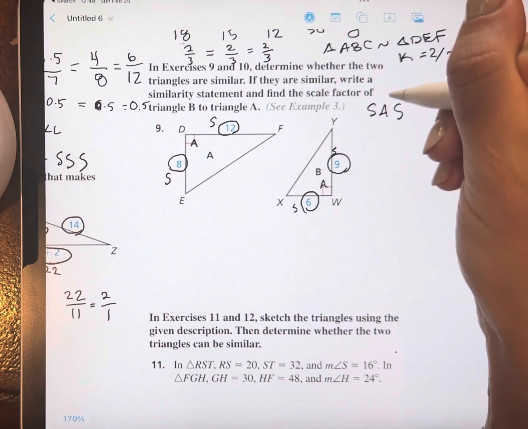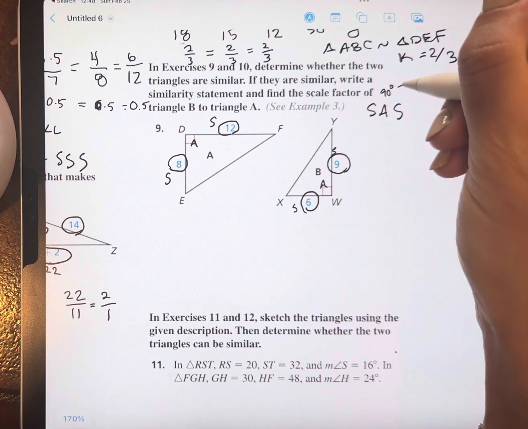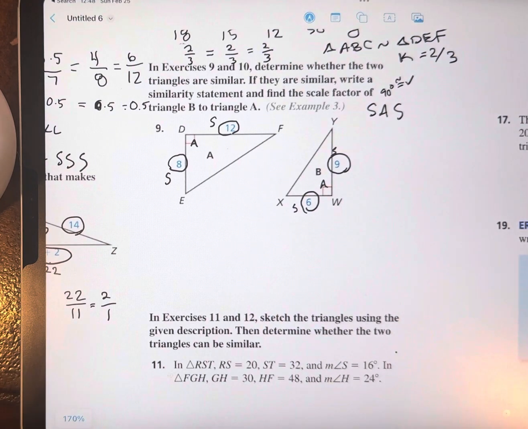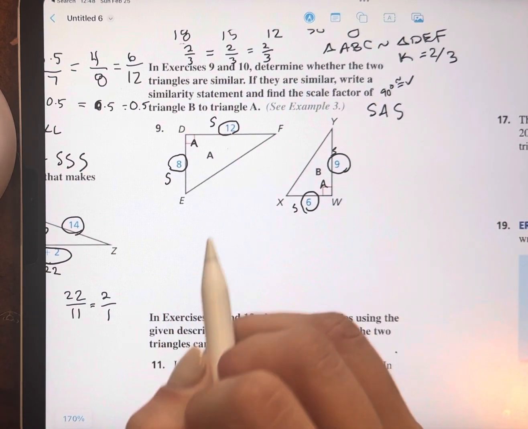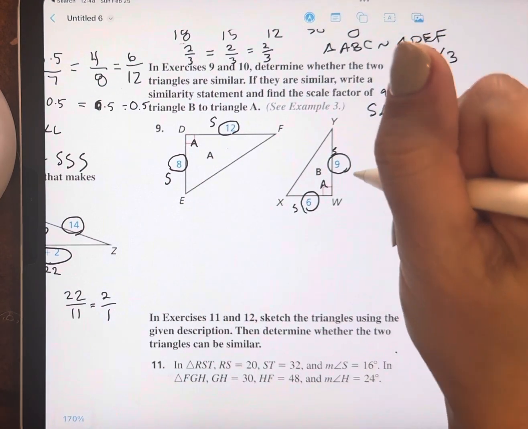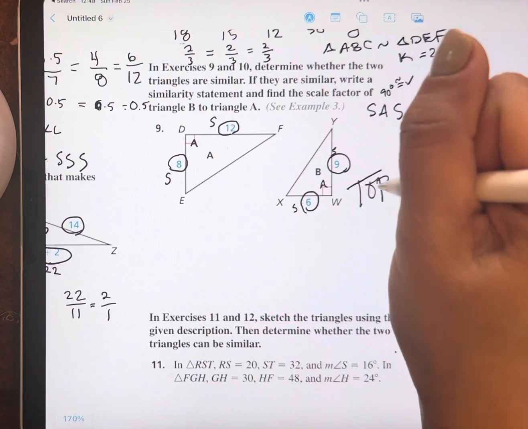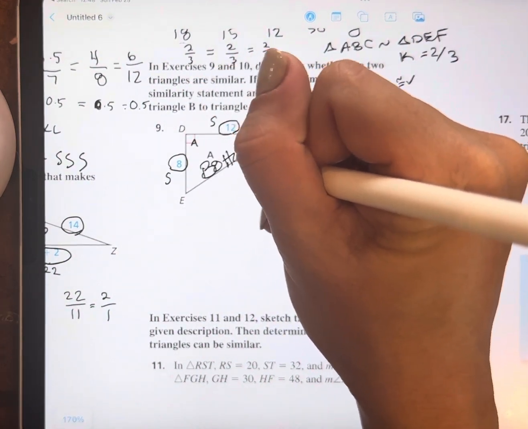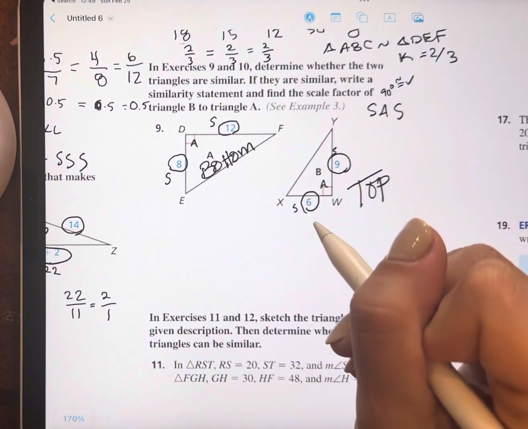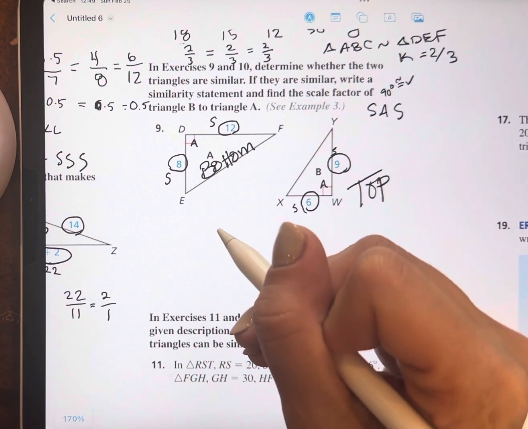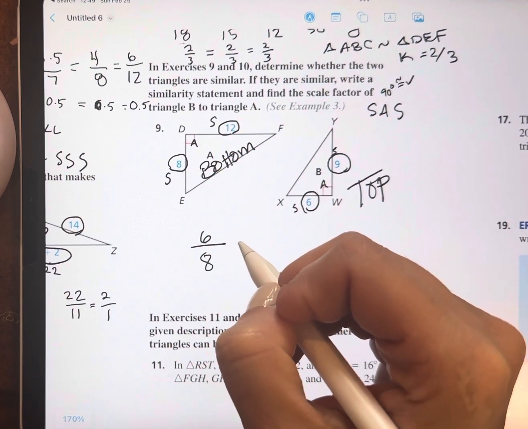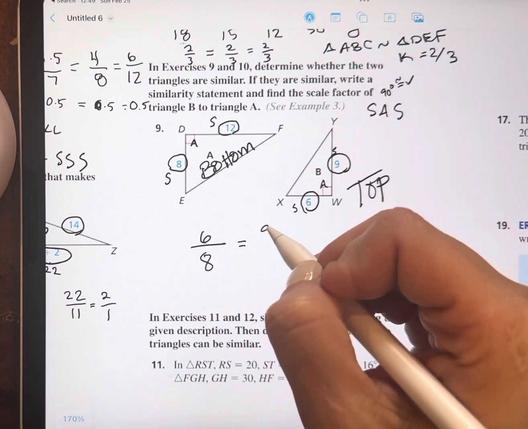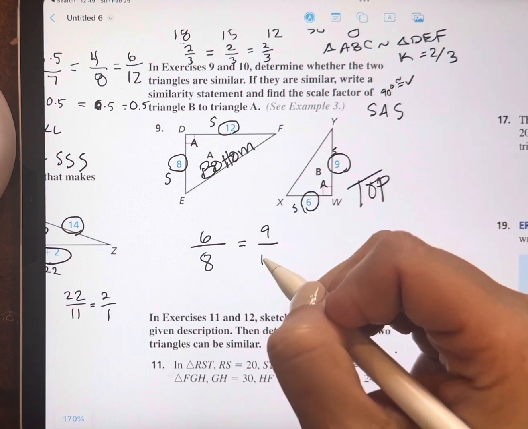The angles are both 90 degrees and they are congruent. Check. That's done. Now for the sides, I need to check ratios and make sure they are the same. So here we go. This is going to be my top. This is going to be the bottom. The smaller one is 6 here. The smaller one here is 8. Is that the same as the bigger one here, 9, over the bigger one there, 12?